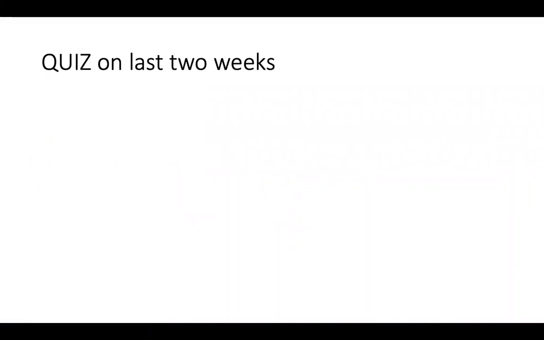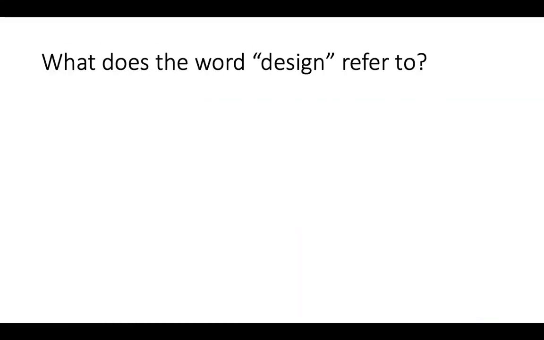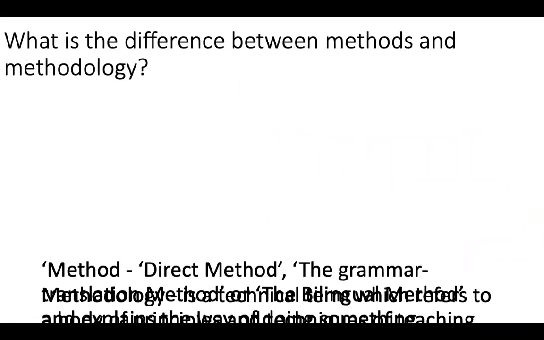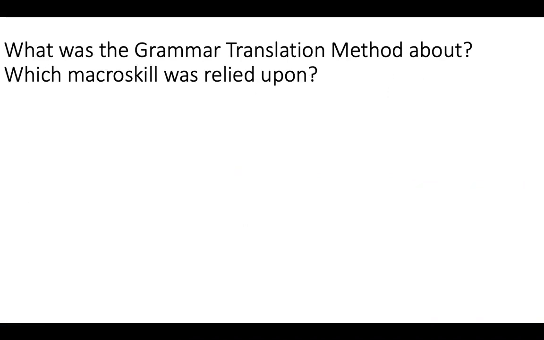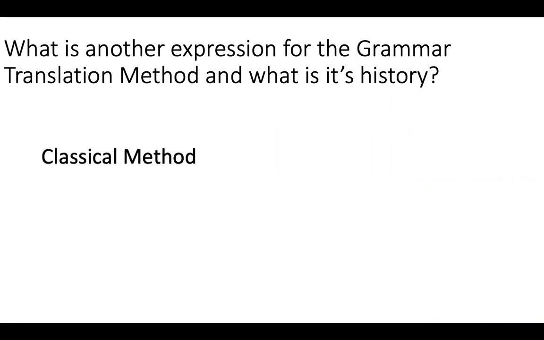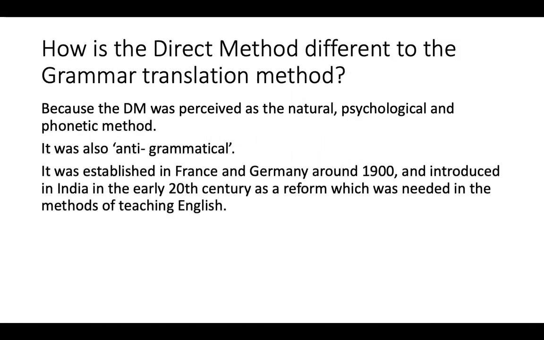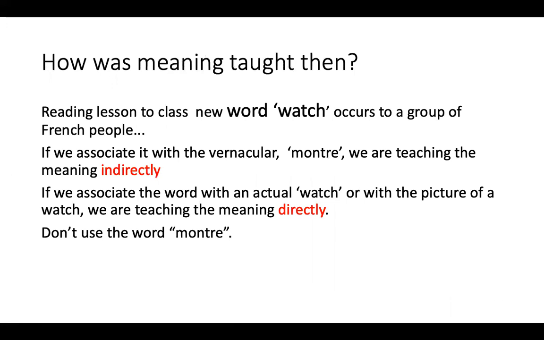That book. And we did a quiz looking at what approach, method and procedure is, what method and methodology is. We looked at what grammar translation method is and how it's different to the direct method. And then we talked about the behaviourist theory that you have the overt conditioning. So if you get good feedback, you're more likely to try harder. And that's what they use in the direct method.